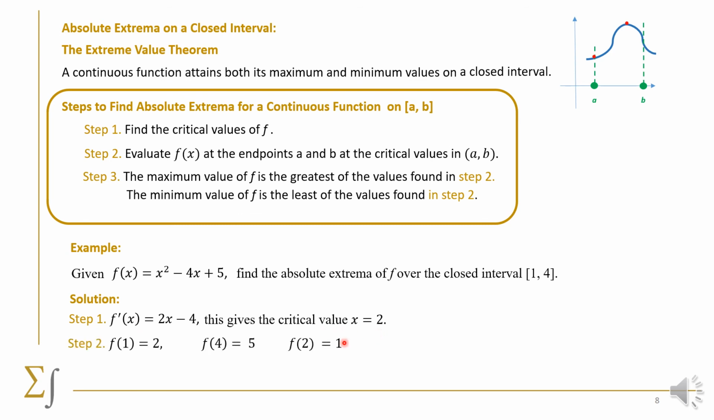Step number 2, we evaluate f of 1, which is the first endpoint, and then f of 4, which is the second endpoint, and we evaluate f of 2, which is f at the critical value. And then we compare which is the smallest and which is the largest of these values to tell us which is the absolute minimum or absolute maximum. The absolute maximum is f of 4, because this is the largest value of all. And the absolute minimum is f of 2 because this is the smallest value of all.